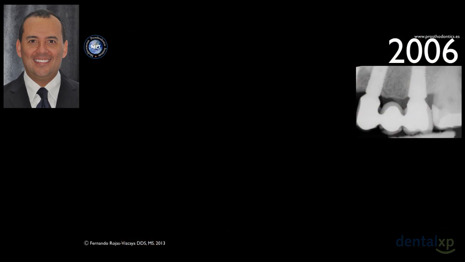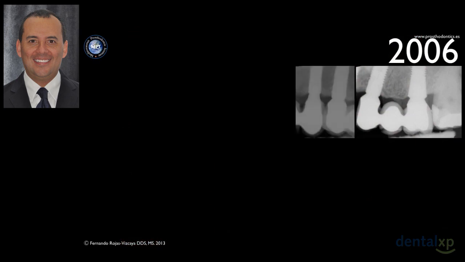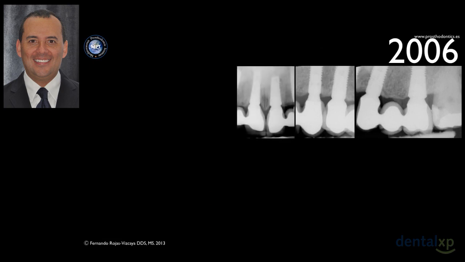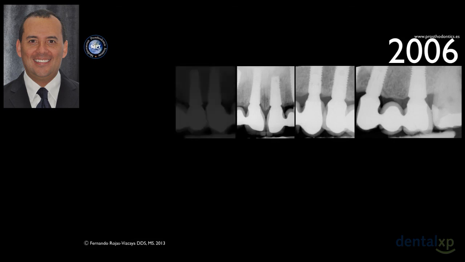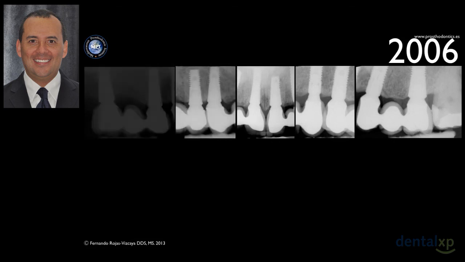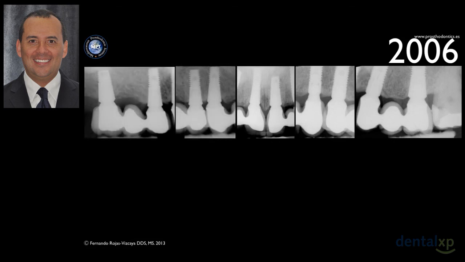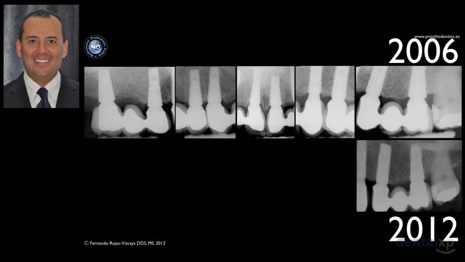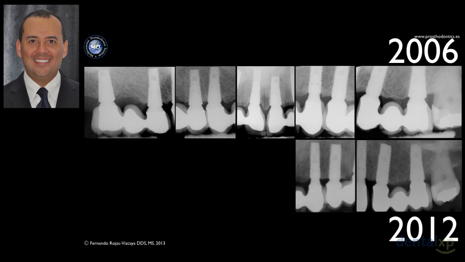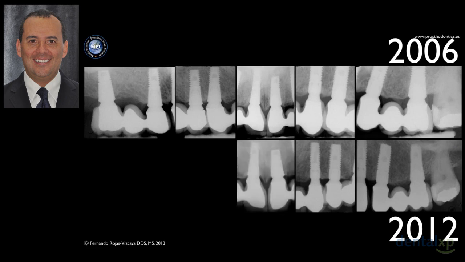And very important, we can preserve the level of the bone. This is in 2006, and you can see that the level of the bone is at the level of the implant. And in 2012, can you see, it remains stable. And here, remember that we made reduction in the canine and first premolar. Can you see that the bone remains stable?